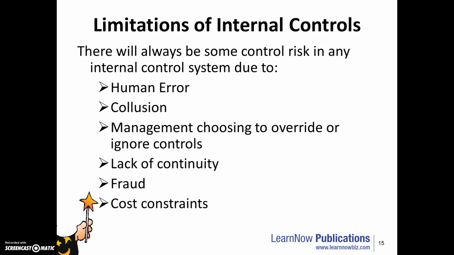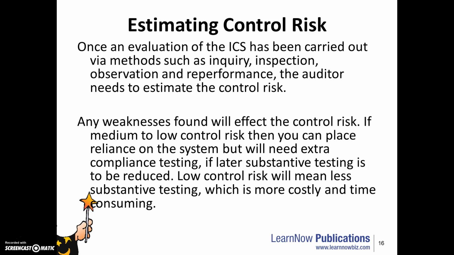There will always be some limitations in any internal control system. Why? Because there's human error, collusion, management may override or ignore the controls, there's that lack of continuity, there's fraud, or there's cost constraints.